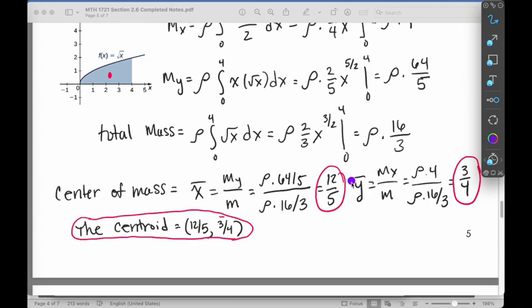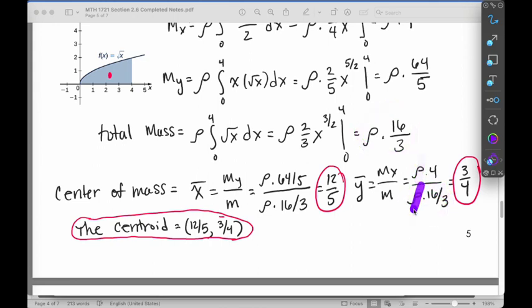Now we do the same thing for our y-coordinate. We take our moment about the x-axis, divide by our total mass. So we get rho times 4. And then we divide it by the total mass, which we got was rho times 16 over 3.